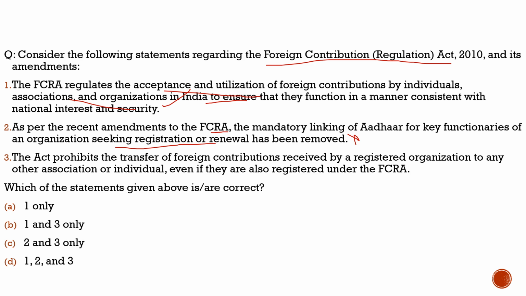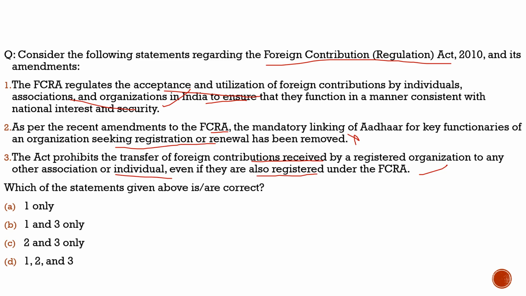Third statement, the Act prohibits the transfer of foreign contributions received by a registered organization to any other association or individual, even if they are also registered under the FCRA. Earlier it used to be different. Earlier it was allowed that if there are two organizations registered under FCRA, then organization 1 could transfer the funds to organization 2. But it has been amended. Now it cannot be done.